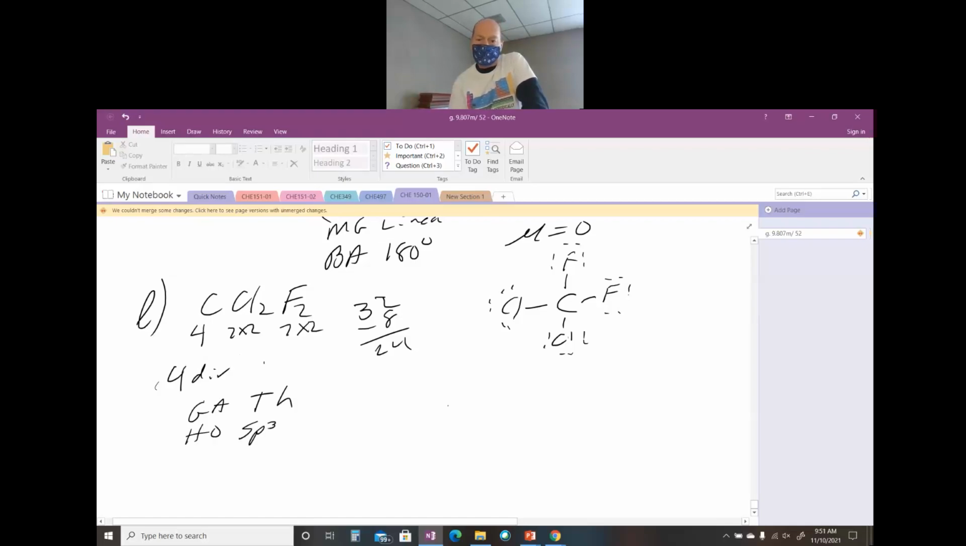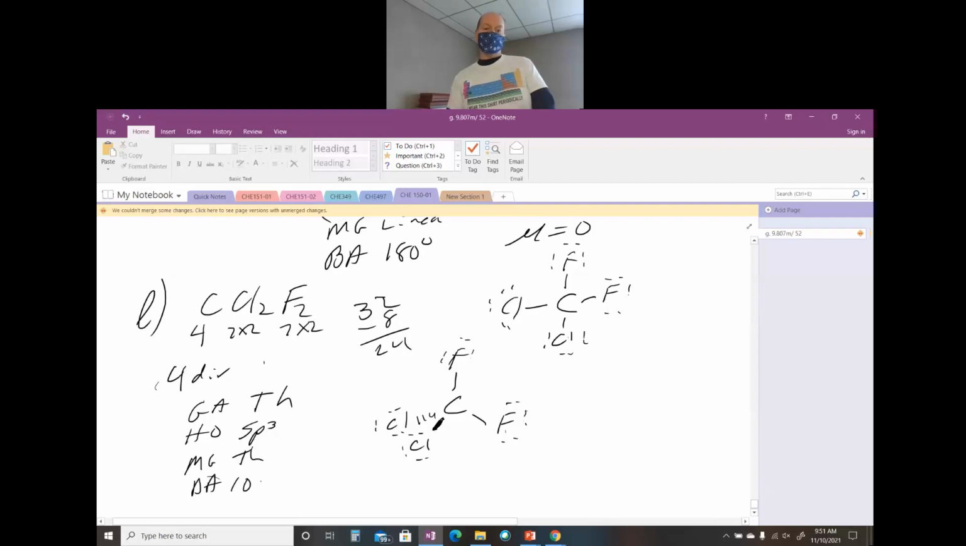Then we have to draw a tetrahedral. In a tetrahedral, all spots are exactly the same. It doesn't matter where you put the two F's, you cannot put them in the wrong place. It doesn't matter where you put the two chlorines. All spots in a tetrahedral are exactly the same. So our molecular geometry is tetrahedral because there are 0 lone pairs, and the bond angle is 109.5.